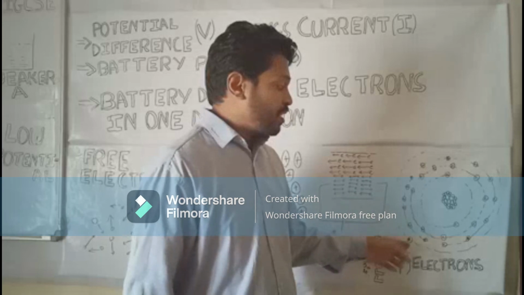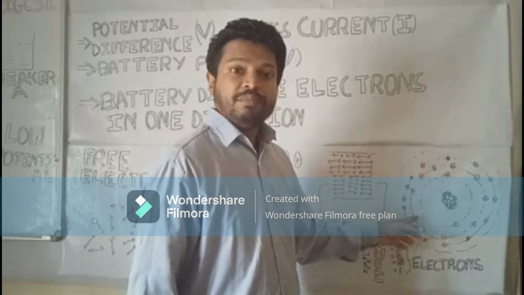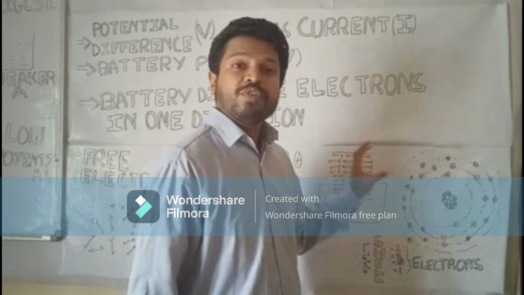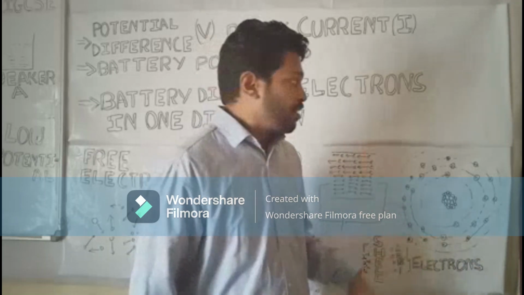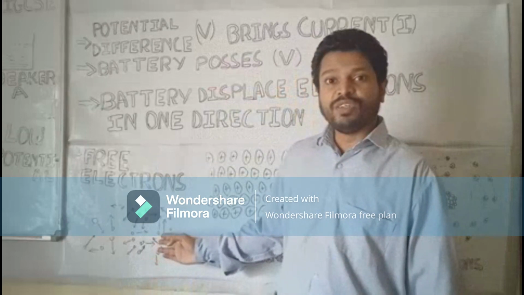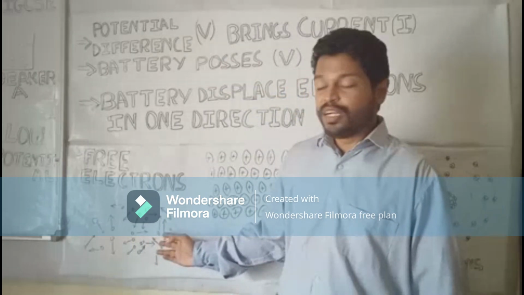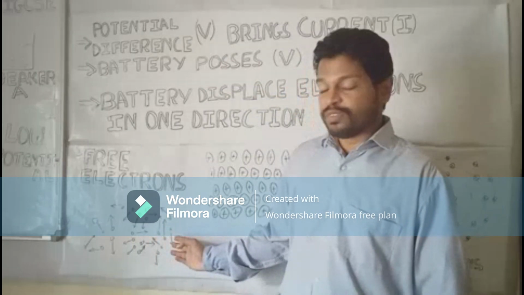So this electron is no more associated with the atom. It is called a free electron. This is the picture we draw of the free electron. This is what we had seen earlier. Free electrons are there inside the conductor, right? So these are the free electrons.